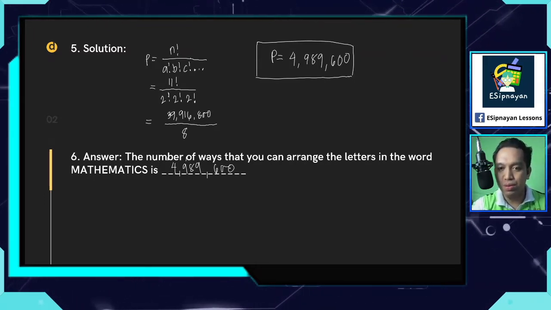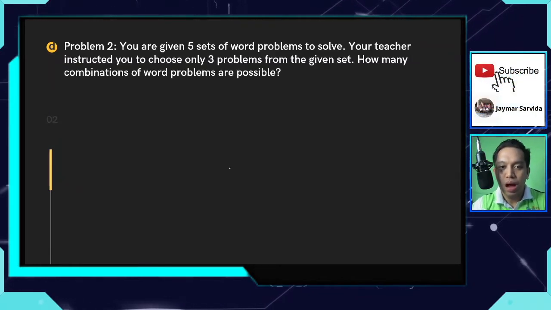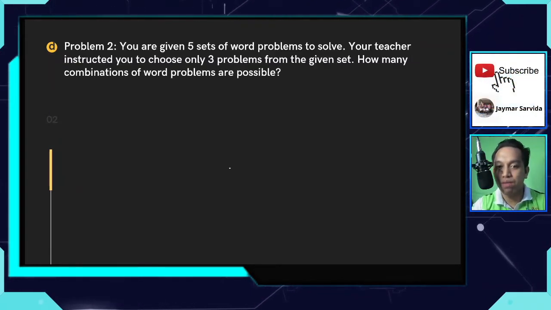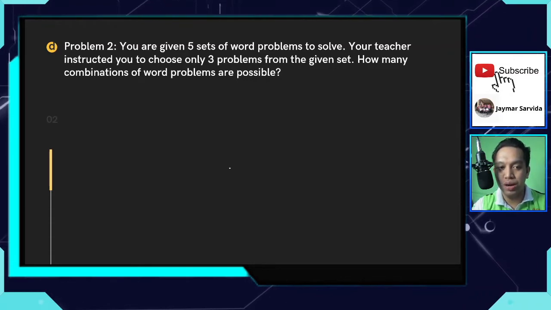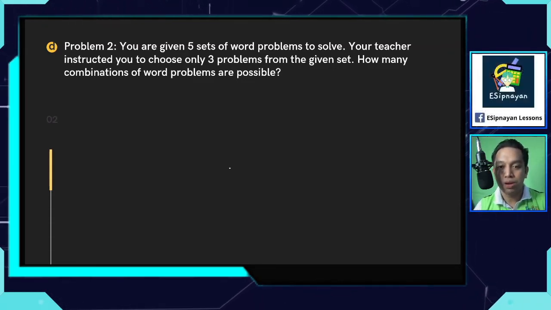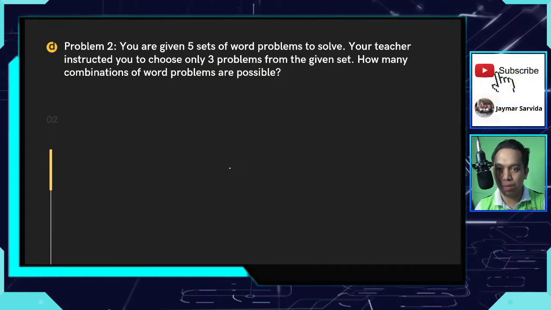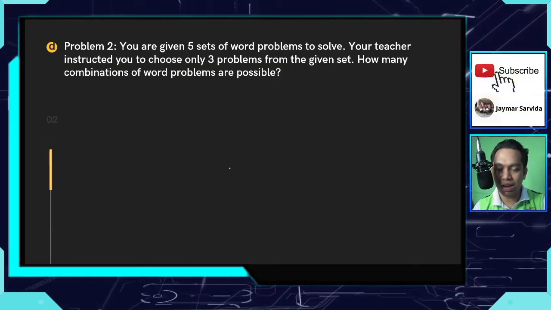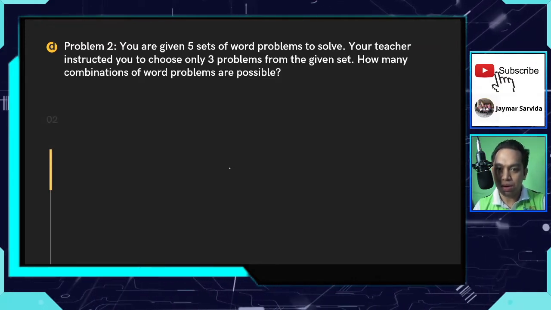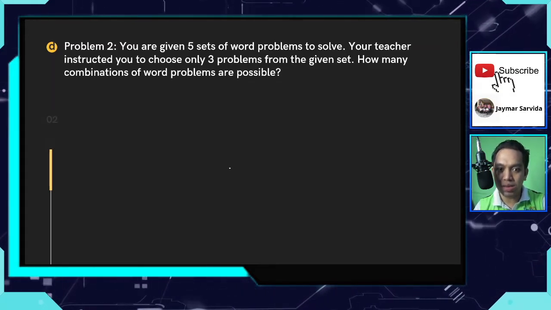Next, number 2. You are given 5 sets of word problems to solve. Your teacher instructed you to choose only 3 problems from the given set. So how many combinations of word problems are possible? So una yung analysis muna. So ano ba yung involved dito? Permutation or combination? I think may idea ka na. Yung gagamitin natin is combination.